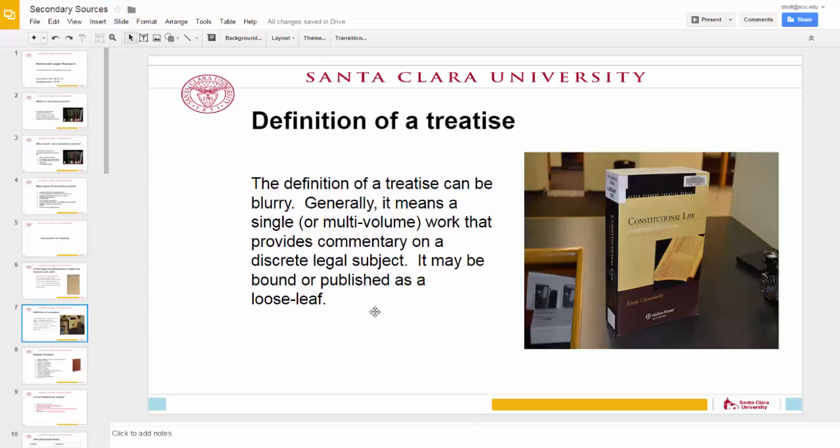Okay, how do we define a treatise? The definition of a treatise can be a little bit blurry. Generally, the term treatise will apply to a single or a multi-volume work that provides commentary on a discrete legal subject. It may be bound, or it may be published as a loose leaf. We do have loose leaf materials that are designed for practice, and so the demarcation between a loose leaf set designed for practice and a loose leaf set designed as a treatise is that a practice-oriented loose leaf set will include practice materials such as a newsletter service, sample forms, perhaps some primary materials, so a republication of statutes or relevant regulations, as opposed to a treatise which will not include those materials.